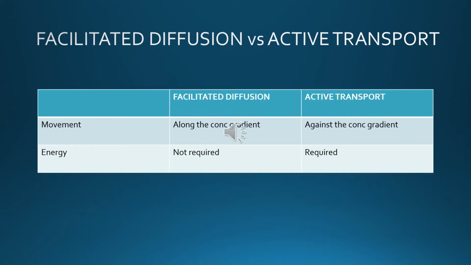This is what I have just concluded in the previous slide, the differences between facilitated diffusion and active transport. In both these mechanisms, electrolytes as well as macromolecules are being transported, but the difference is that in facilitated diffusion, the movement of the substances is along the concentration gradient, whereas in the other it is against the gradient. And in the facilitated diffusion, energy is not required, whereas in the active transport, energy is required. Okay.